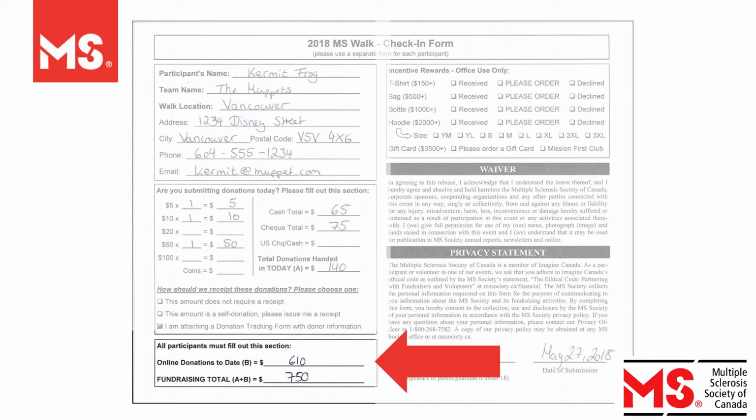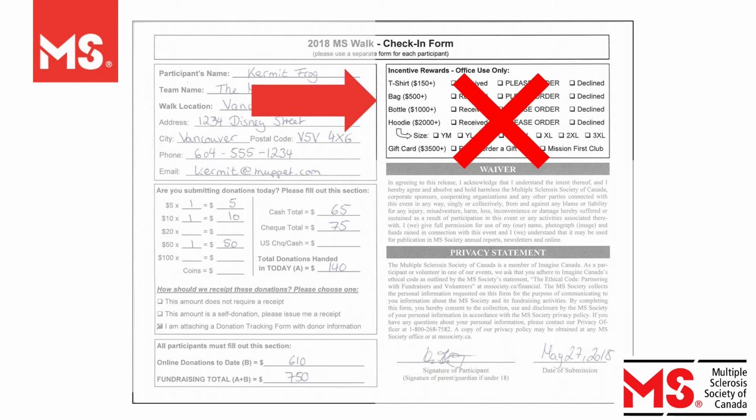Online total and fundraising total. Most participants will know their online total, but if they don't, you can look it up for them on the registration list. Give them a calculator to add up their fundraising total if needed. Do not fill out the office use only section. Please leave this blank. The frontline volunteers will fill out the section when they give out rewards.